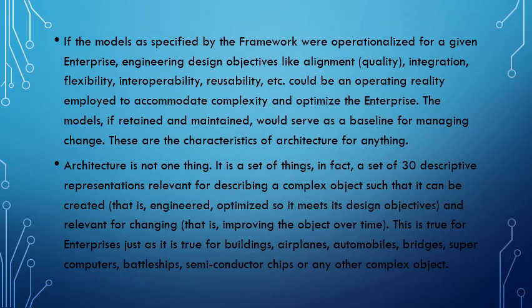So these are the characteristics of architecture for anything. Architecture is not one thing. It is a set of things, in fact a set of 30 descriptive representations relevant for describing a complex object such that it can be created, engineered, optimized so it meets its design objectives, and relevant for changing. This is true for enterprises just as it is true for buildings, airplanes, automobiles, bridges, supercomputers, battleships, semiconductor chips, or any other complex object.